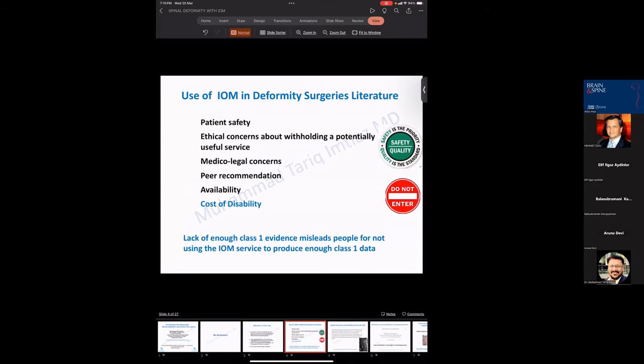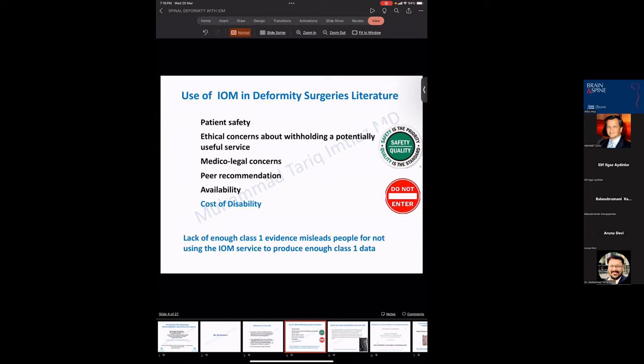The literature about the use of IOM in deformity surgeries is based on, number one, patient safety. Safety is an important aspect, which Professor Aleph talked about. Then, of course, ethical concerns about the whole useful service. Dr. Zileli asked a very good question about the use of neuromonitoring by not properly trained technologists. But if you have trained technologists, there is good reason to use neuromonitoring.